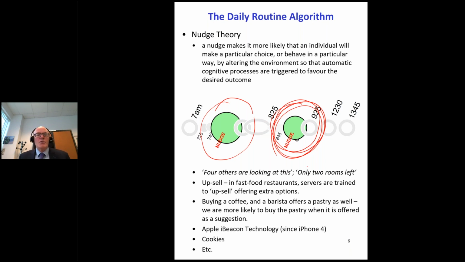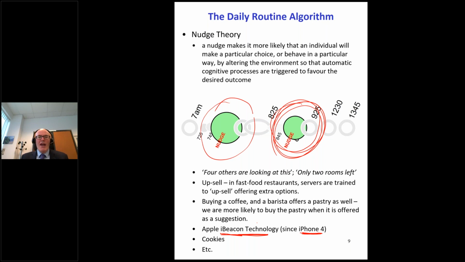I'm not sure if you have an iPhone 4 Plus. Now we're at the iPhone 11, but since the iPhone 4 was developed, the Apple iBeacon technology was actually installed in that phone.